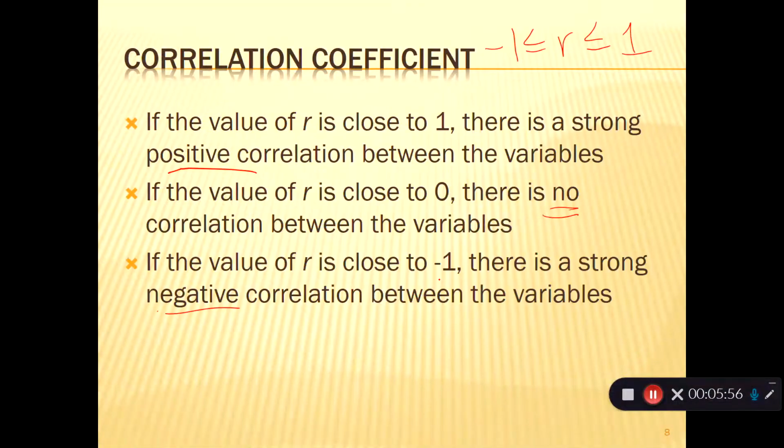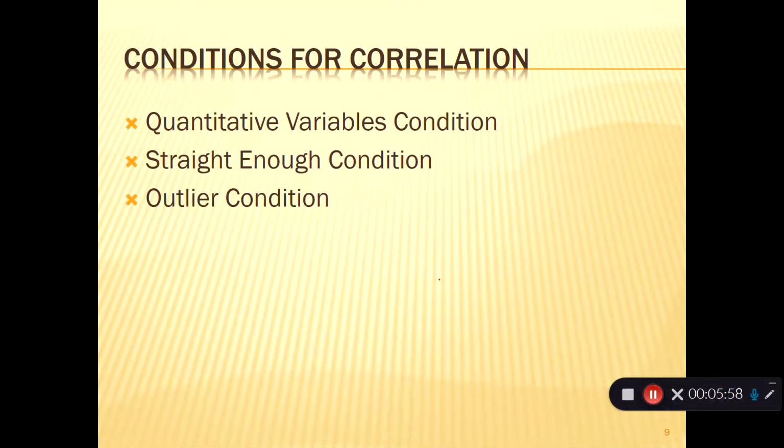So now, my conditions for correlation. I've got to be dealing with two sets of variables that are just numbers. They need to look somewhat like a line, and there can't be a whole lot of outliers. If there are outliers, we need to look at the data with and without the outliers and investigate.